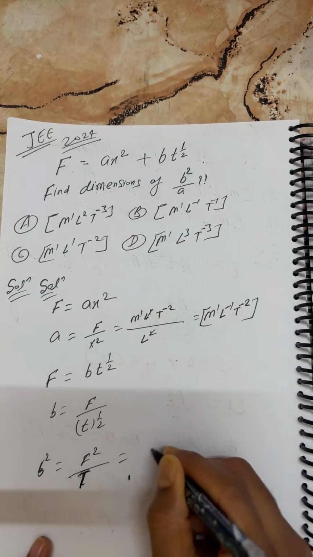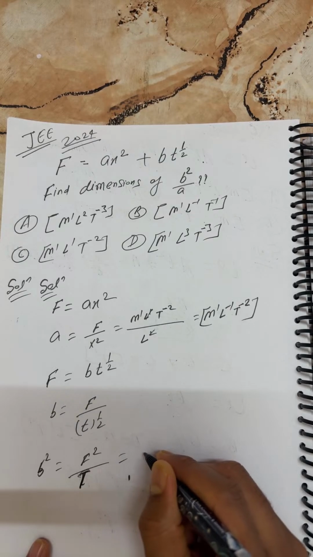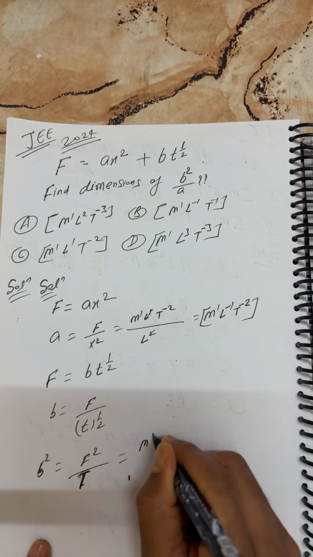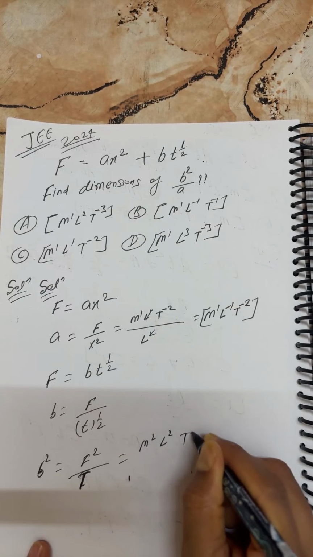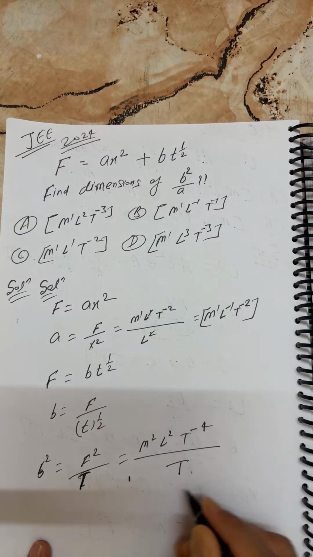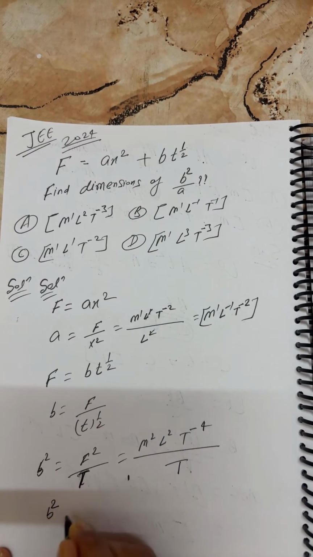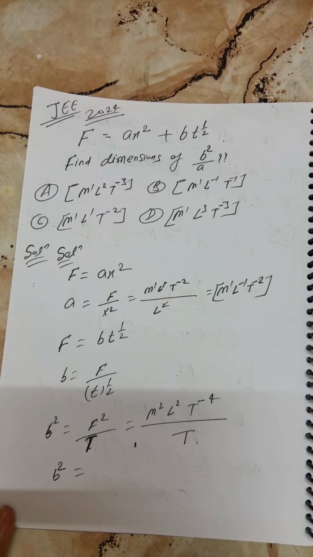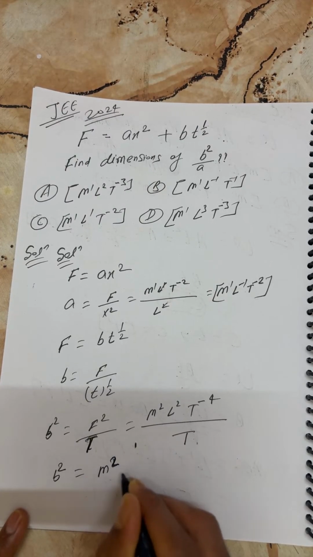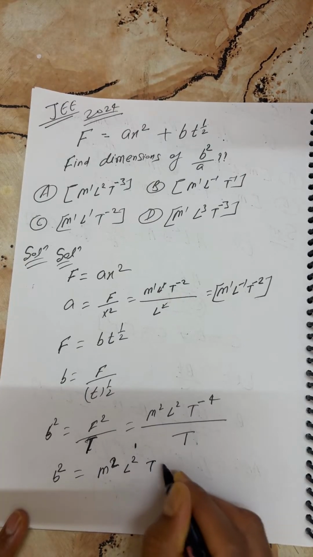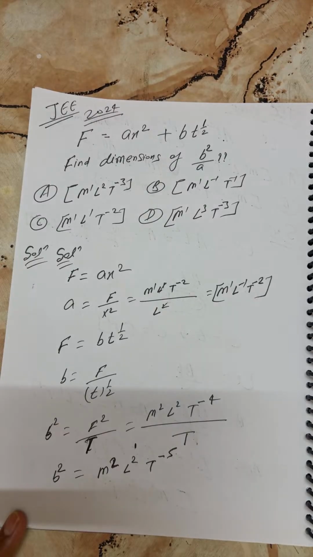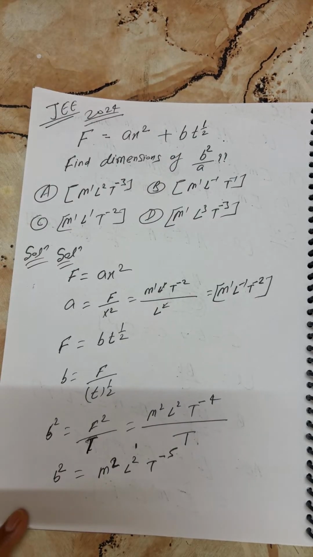F square, what can you see? This is M2 L2 T to the power minus 4, upon T. So we can write, for B square, M2 L2 T to the power minus 5. Simply, just divide here.